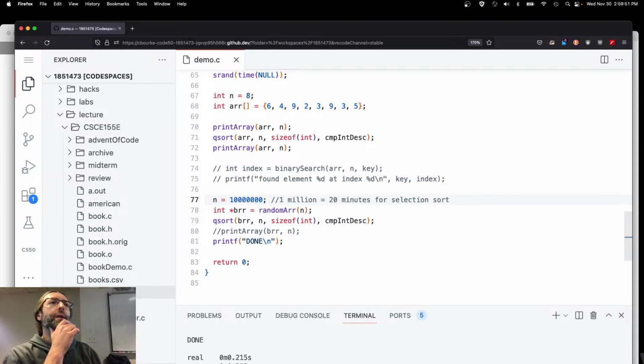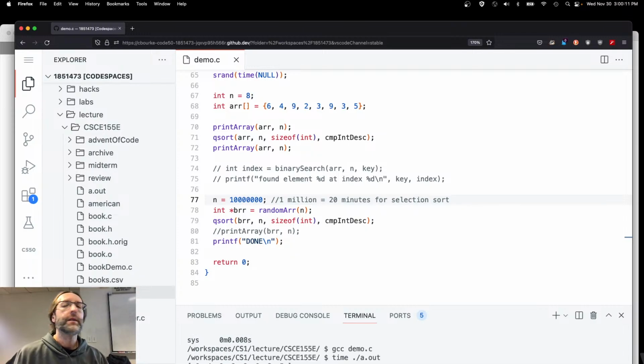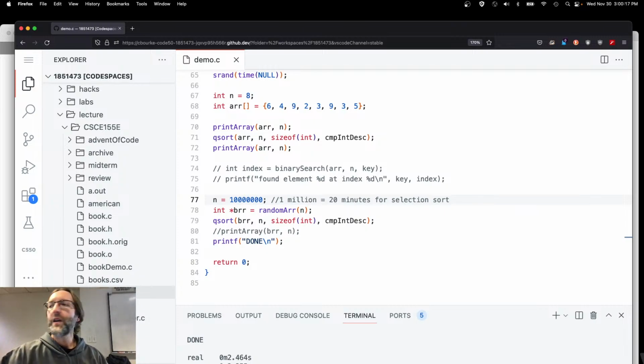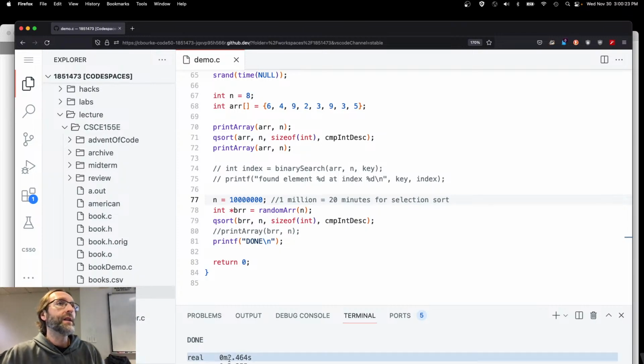Well, what about 10 million? Now, if we were still on selection sort, that would be 100 times slower. 100 times 20 minutes is, I think, 33 hours. Versus this, it's going to be 10 times slower. 10 times slower than 0.2 seconds is 2 seconds. 2.4 seconds or so. Just slightly a little more. So 33 hours, a day and a half, versus 2 seconds. Is there any contest whatsoever there? No. It's not exponentially faster, it's polynomially faster, but it's a huge speed up.